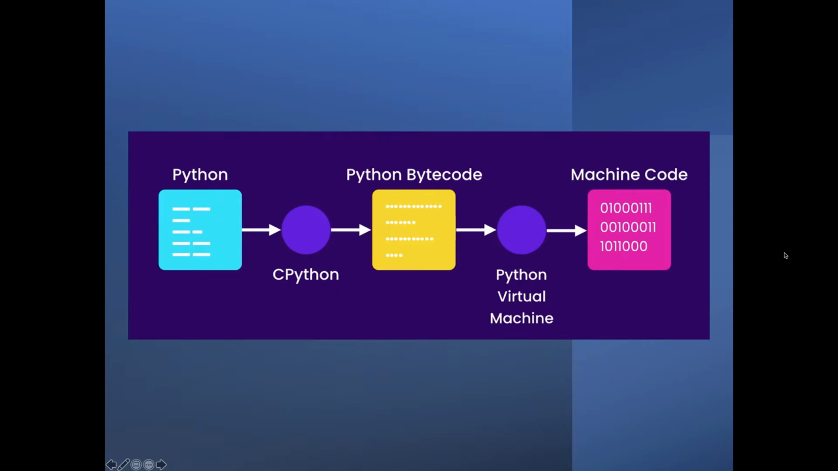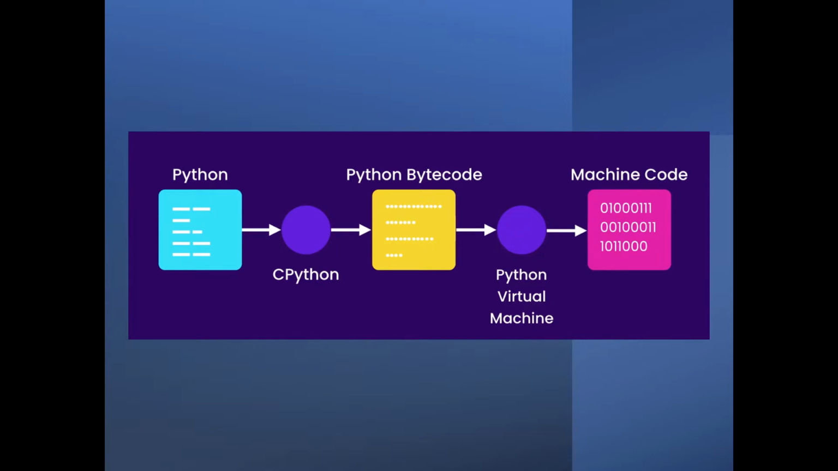So what happens? Now, when we run a Python program using CPython, first our Python code compiles into Python bytecode, and then the bytecode is passed to the virtual machine, which will convert it to the machine code and execute it. So it converts the bytecode to the machine code.